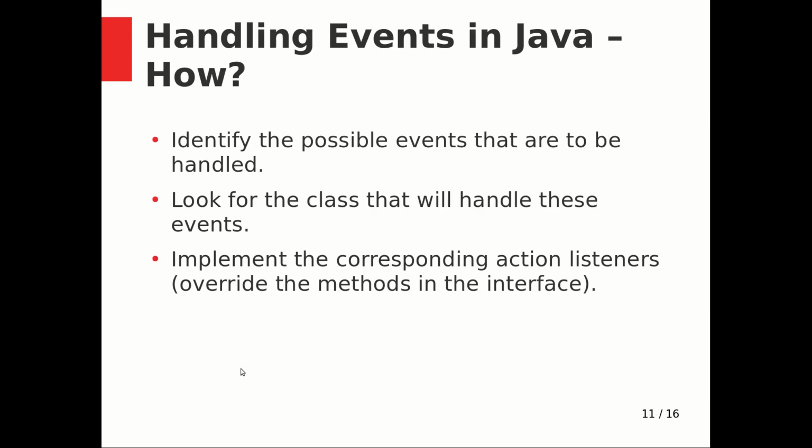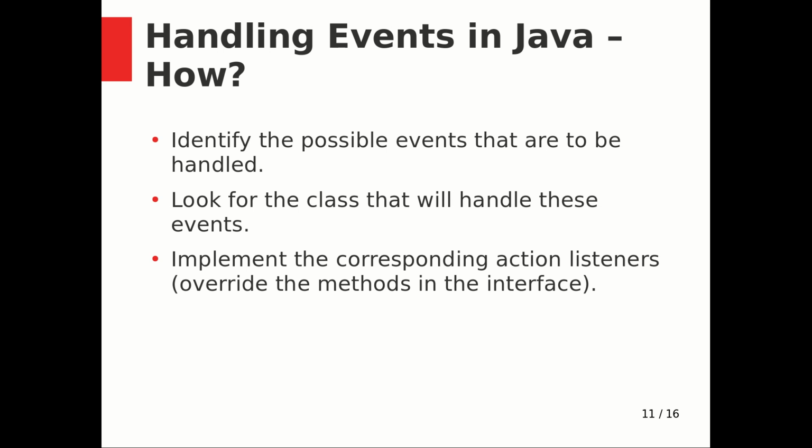How does Java handle these events? We have already seen the delegation event model, but practically how can Java handle events? That is what we are going to see now. Whenever we design an event-based program, we first have to identify the possible events that are to be handled. For example, in the previous case of a simple calculator that can add two numbers, the only event that we are going to handle will be the mouse pressed event or the mouse clicked event.